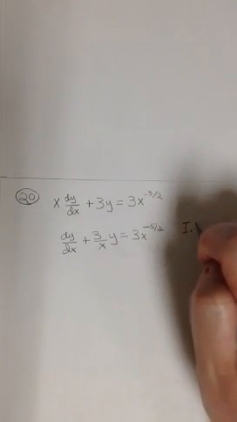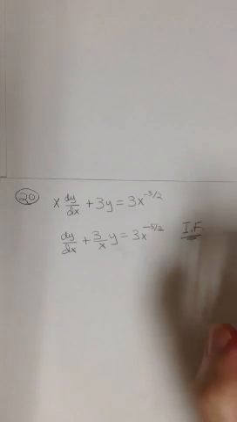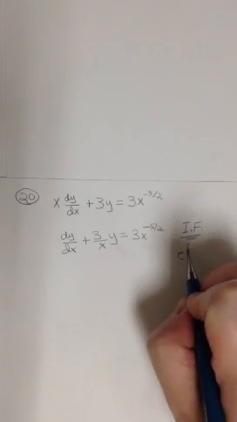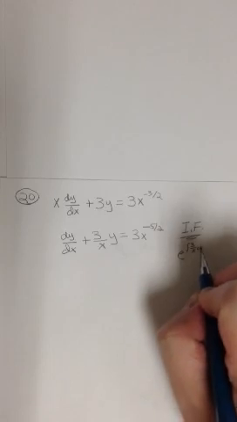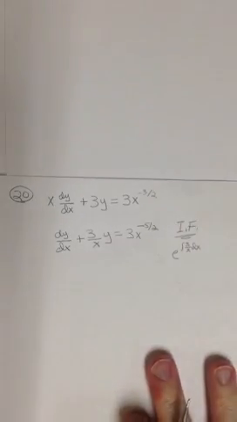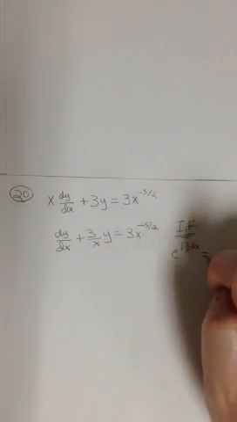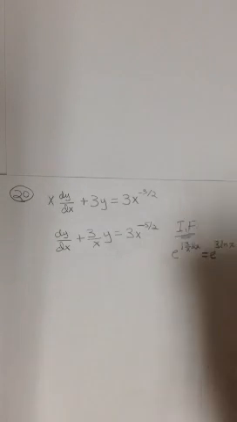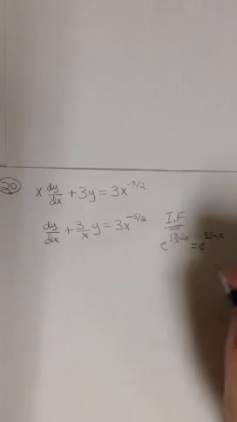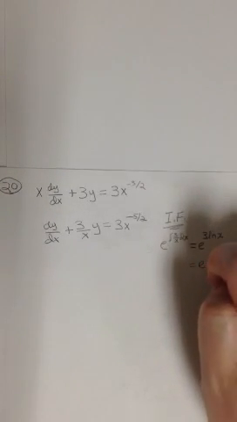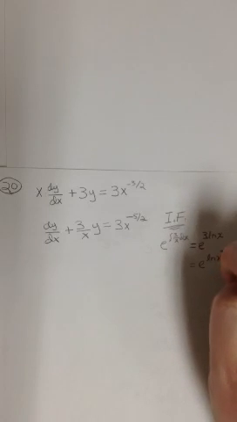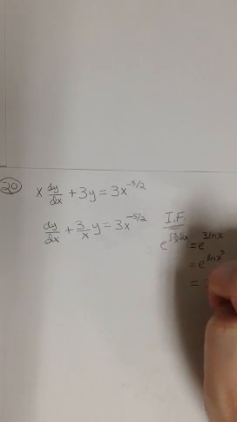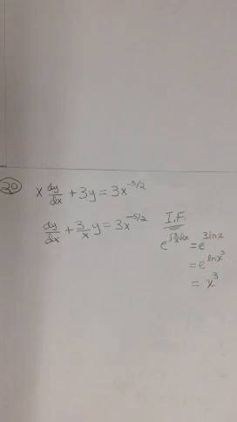In the integrating factor setup, I have e to the integral of 3 over x dx, that's equal to e to the 3 times the natural logarithm of x. So we have e to the natural logarithm of x to the third, and with the base e and the natural logarithm canceling each other out, the integrating factor is going to be x cubed.